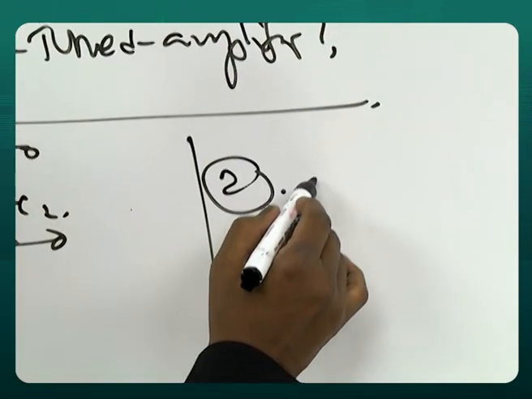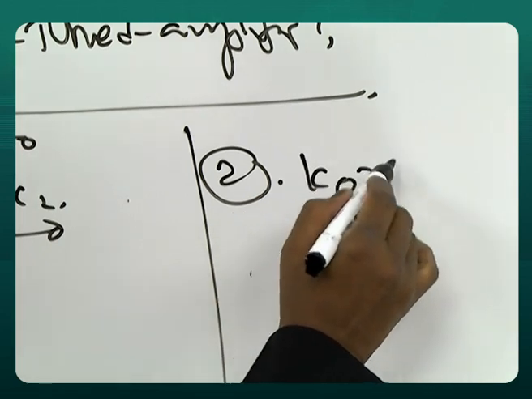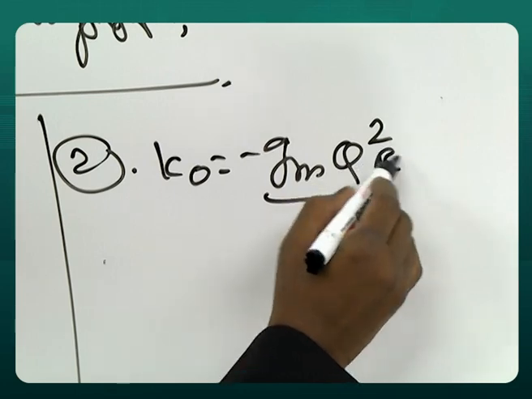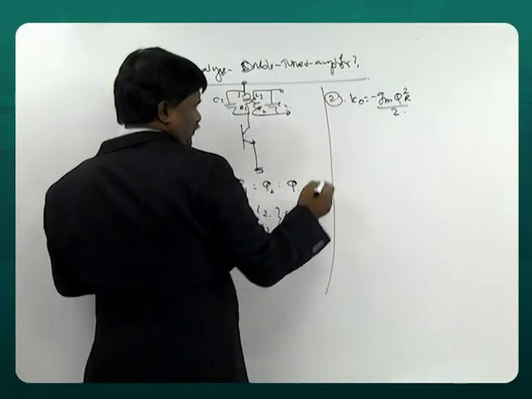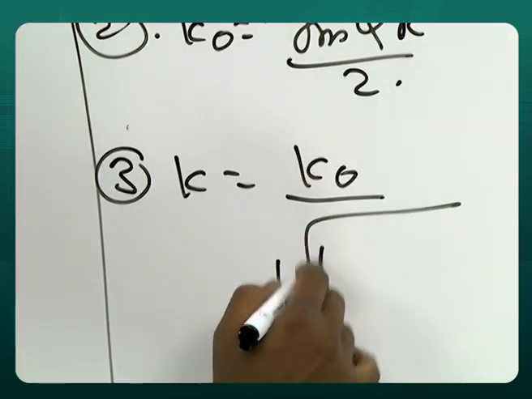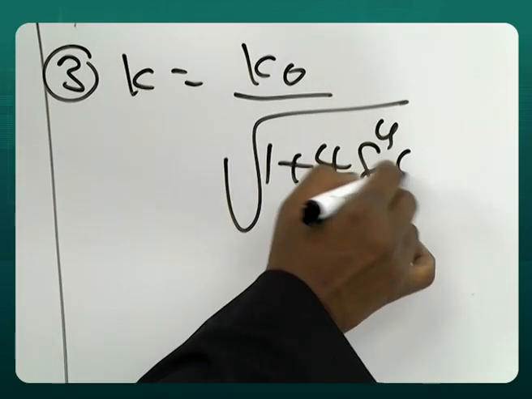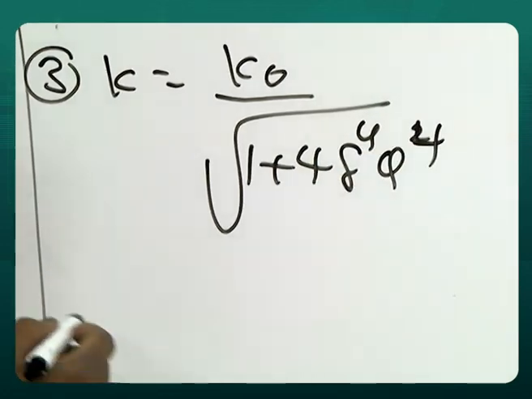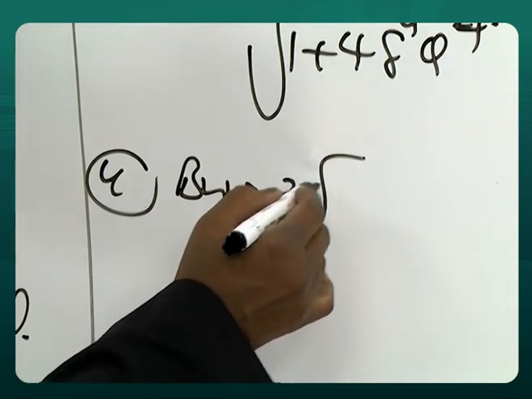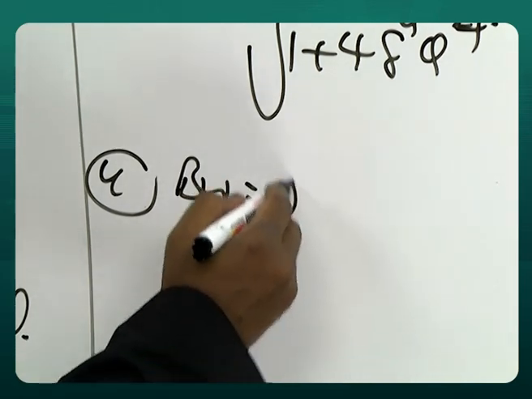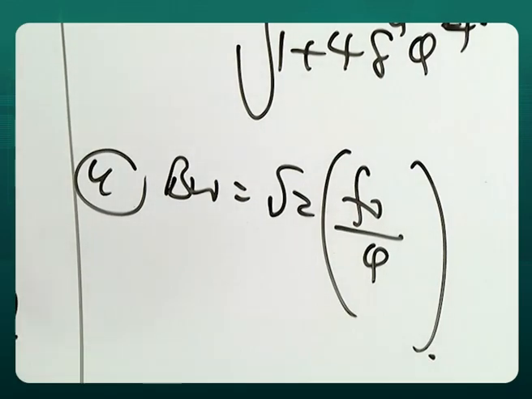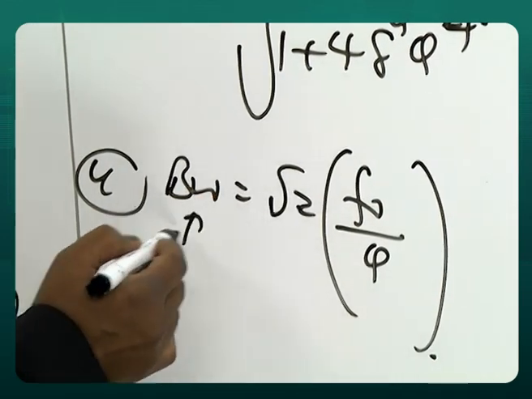Second point is K0 minus Gm Q square by Q square R by 2. K is K0 by root of 4 delta power 4 Q power 4. Wherever there is power 4, bandwidth is root 2 into F0 by Q. That means bandwidth is multiplied by root 2, which means increased.